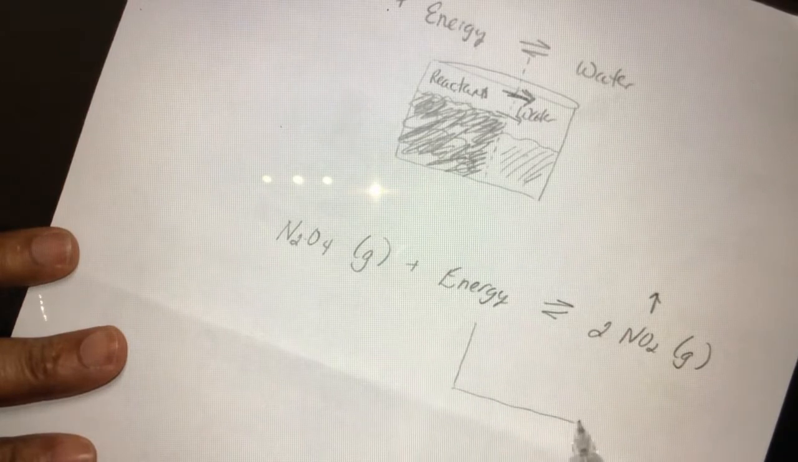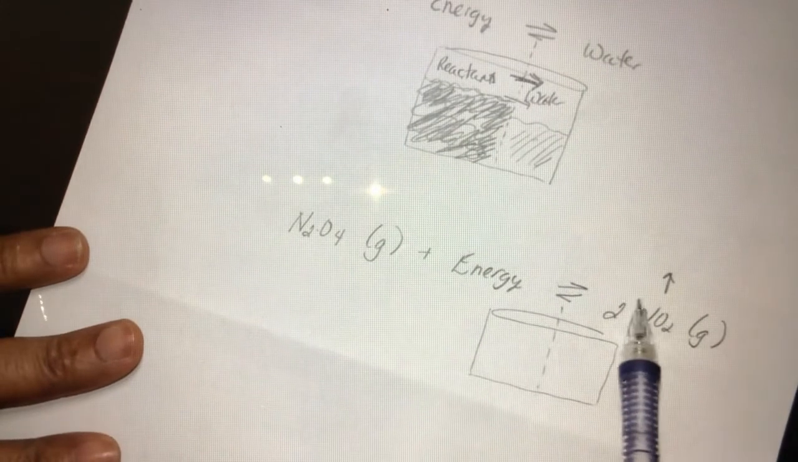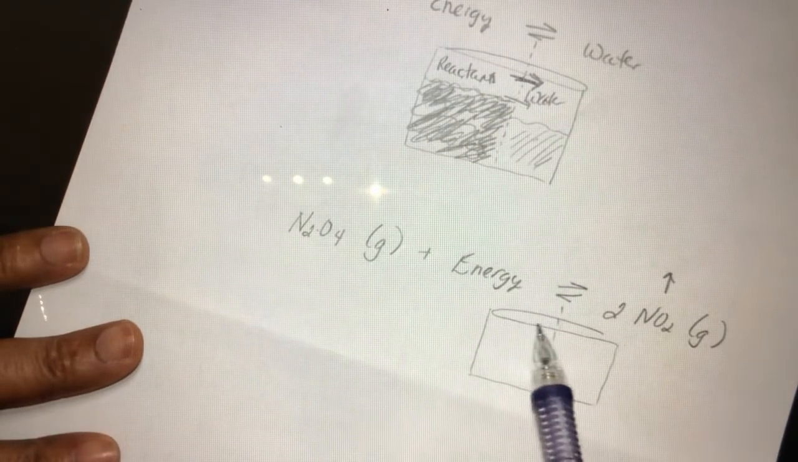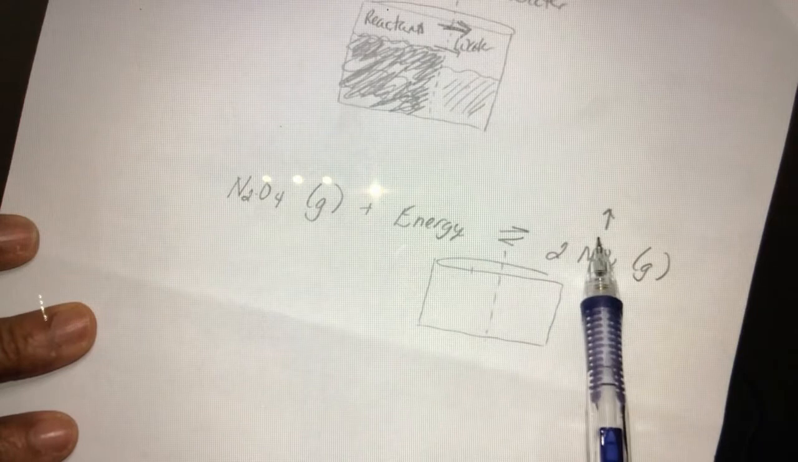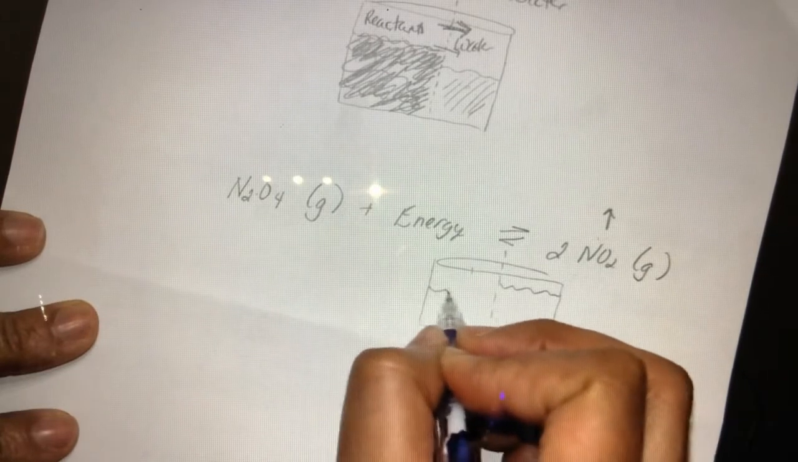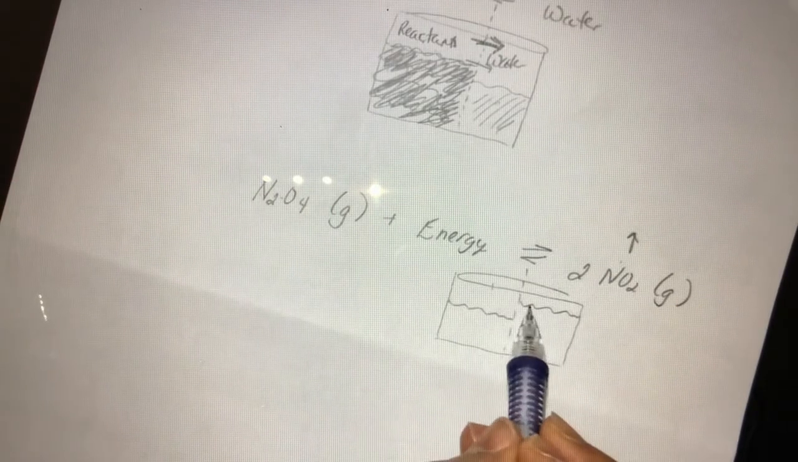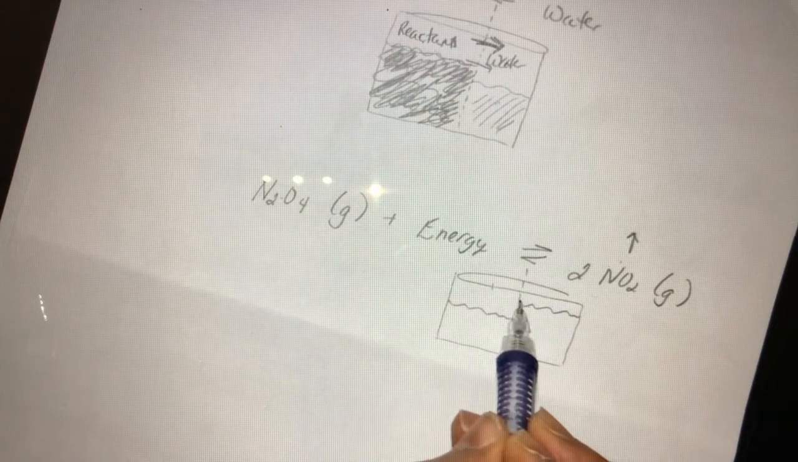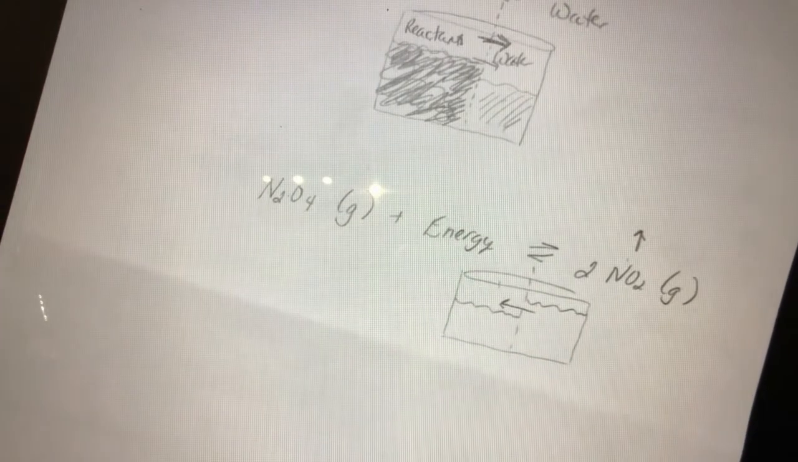Going to make another container. This side represents products, your NO2. This side represents your reactants, which is your N2O4 and energy. This side has increased. So that means the water on that side is higher than the water on the product side. So again, if you remove the partition, which way will the water flow in order to get this back into equilibrium? This side is higher, think waterfall. So that means the water is going to flow into this area. It's going to flow towards the reactant. So it's going to shift left.